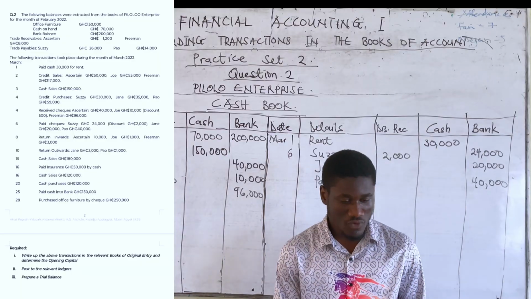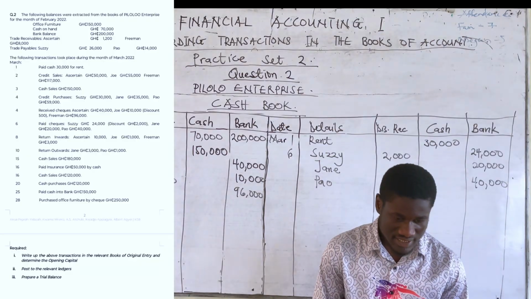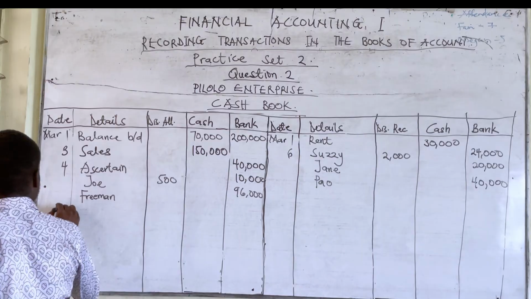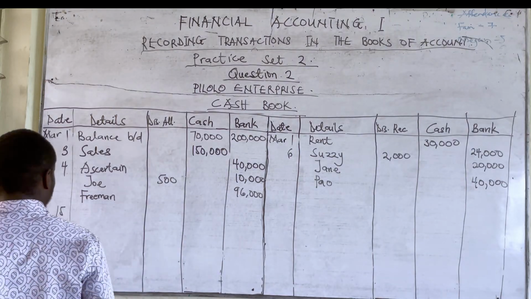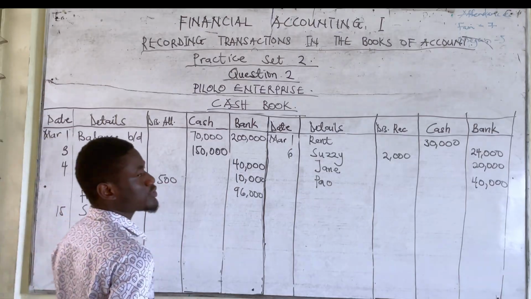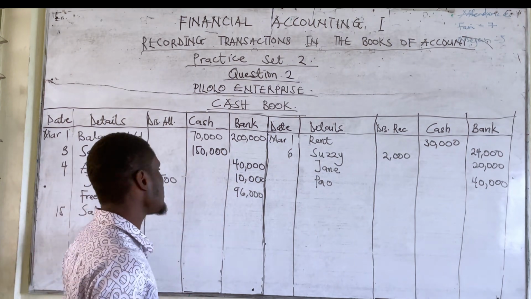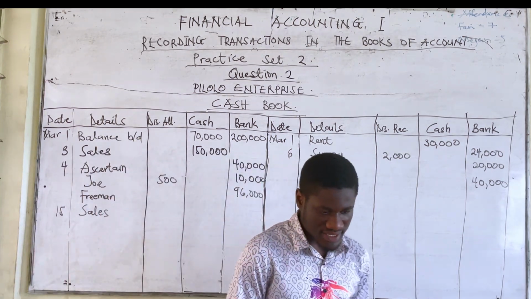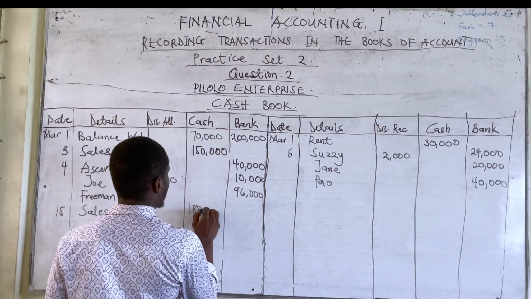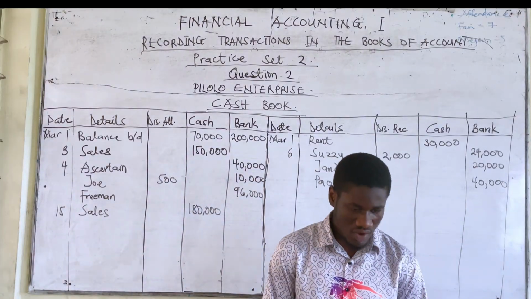We move to cash sales. For cash sales, we've made sales and received cash. Good. And the date is 15th. So what is going to happen to our cash? It's going to increase. So we are going to debit cash in the name of sales. And the amount here is 180,000. Good. Now we move to the next one.